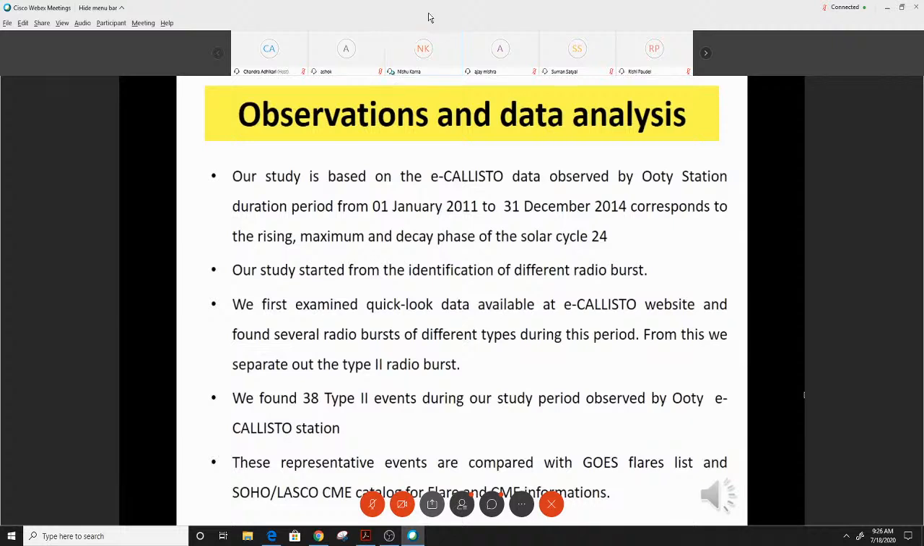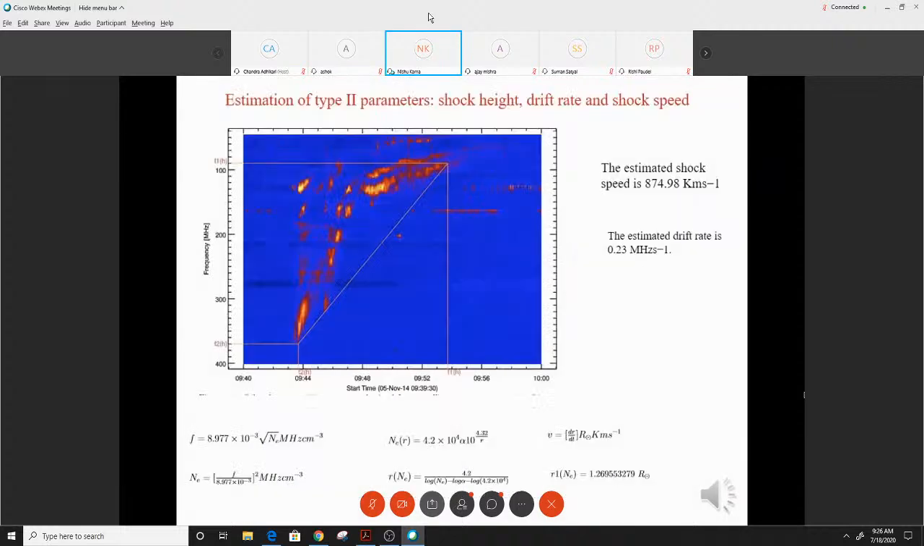Estimation of type 2 parameters such as shock height, drift rate, and shock speed. To illustrate the estimation of type 2 parameters, I have considered one event which occurred on 5th November 2014. I developed the spectrogram shown in the slide using IDL programming from the FIT file from the E-Callisto stations. To calculate the different parameters, I need a starting frequency and an ending frequency and their corresponding times. To estimate the parameters, I have used well-known equations which relate the frequency and the plasma density.